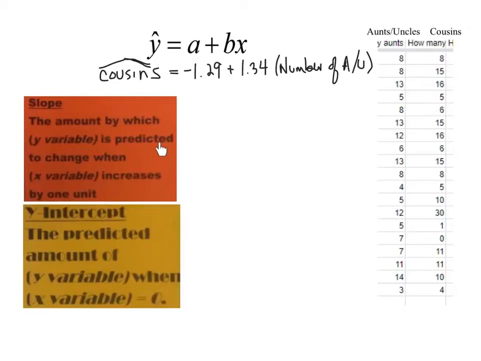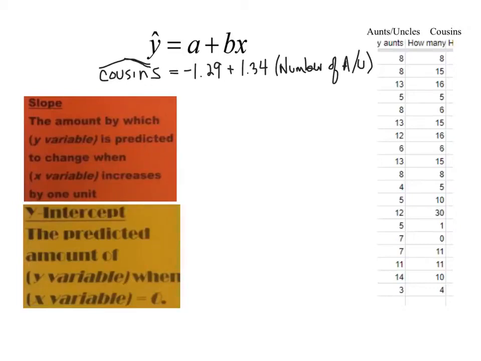Because every time someone has 1 more aunt and uncle, they're not going to automatically have 1.34 more cousins. That's the predicted increase. So we would say the amount by which the number of cousins is predicted to change when the number of aunts and uncles increases by 1 unit. That's the meaning of our slope, okay?